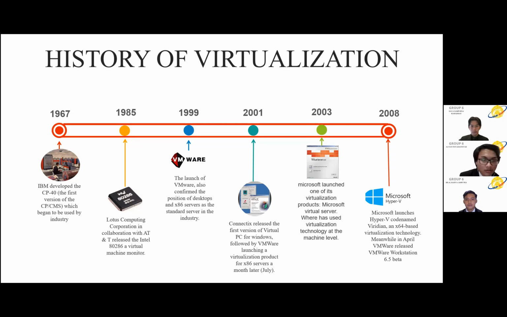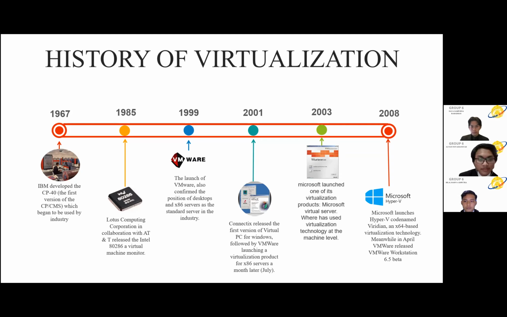In 1999, VMware launched and also confirmed the position of the desktop and x86 server as the standard server in the industry. In 2001, Connectix released the first version of Virtual PC for Windows, followed by VMware launching a virtualization product for x86 server.